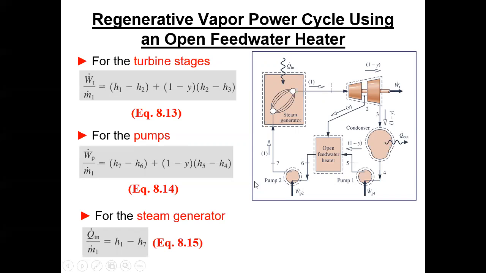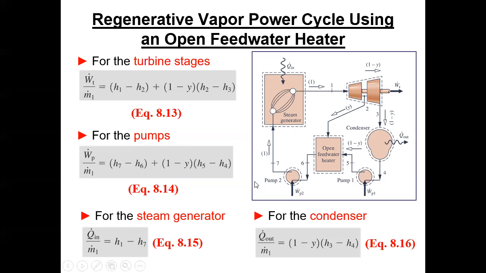And for the steam generator, we have the full mass flow through there, so it's just H1 minus H7. And for the condenser, we take H3 minus H4, but we only take 80% of it, because that's 1 minus the extraction fraction, whatever it is. It would be 1 minus that times H3 minus H4 as the heat flow rate per unit mass out of the boiler at location 1.